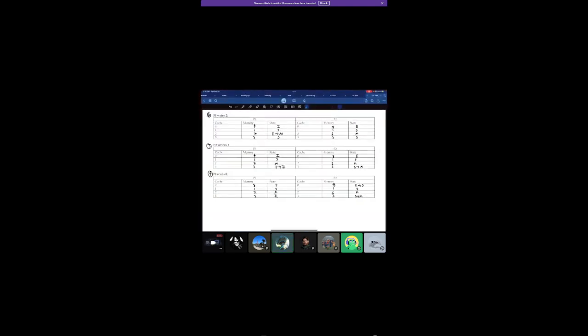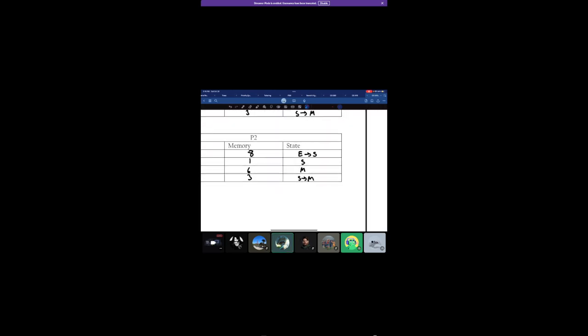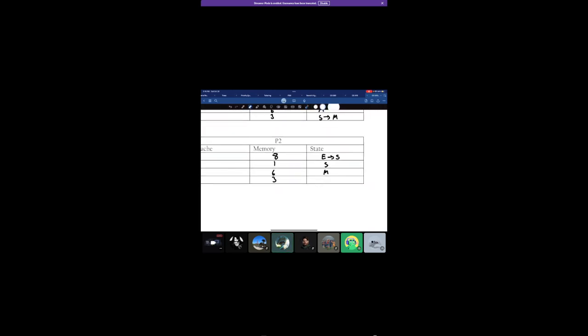Processor 3, he has 3 SI, 3 SM. Here we have 3 SI, 3 SM. Processor 4, he has 8 S and 8 ES. Right. Oh, why was I... Hold on. I can just have this as M. Okay. Alright. That's the answer. Does that make sense? Yeah. Alright.